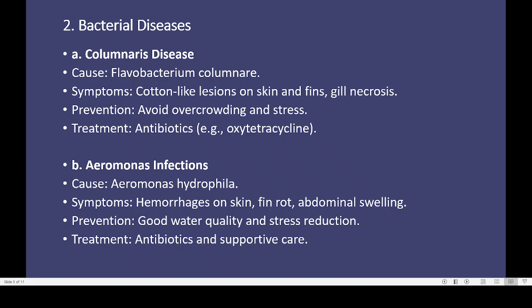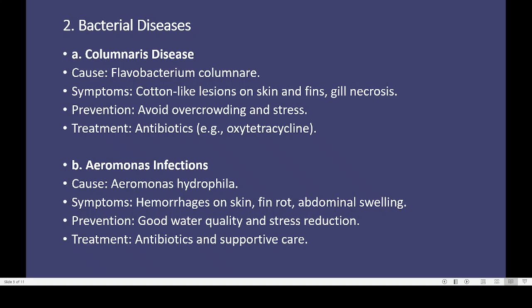What are the major symptoms? Major symptoms are cotton-like lesions. Lesions means injury or a wound on the skin and fins, and gill necrosis. Necrosis means decay. Here you can see that. So this kind of problem is known by the name columnaris disease. Some kind of decay or some kind of wound will be occurring on the outer surface of the body of the fish, sometimes on the gills. So actually this is caused by a bacterium known by the name Flavobacterium columnare.